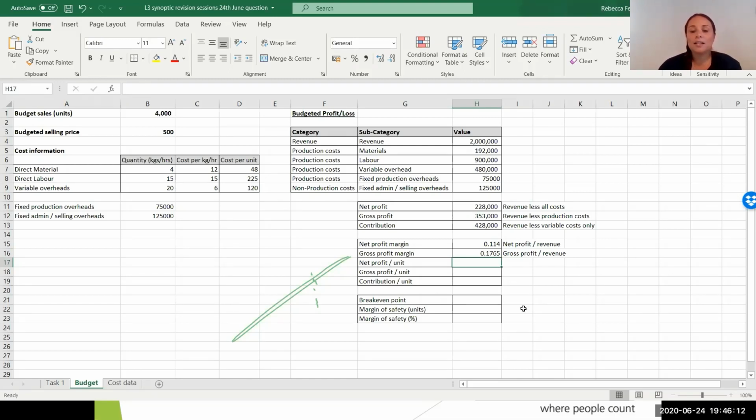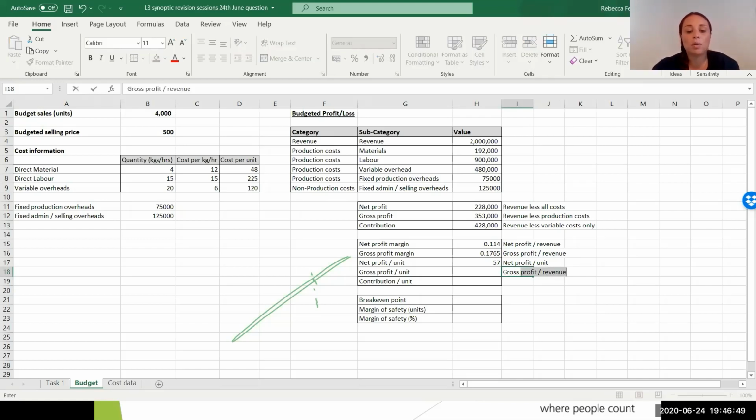Net profit per unit. So we're now going to take your net profit and divide it by our number of units. So now we're going to take these figures and divide them by the number of units that we actually budgeted to sell. So you take your net profit, divide it by your number of units, which gives you 57. For your gross profit, you're going to take your gross profit, which is in H12, and divide it by the number of units of 4,000.